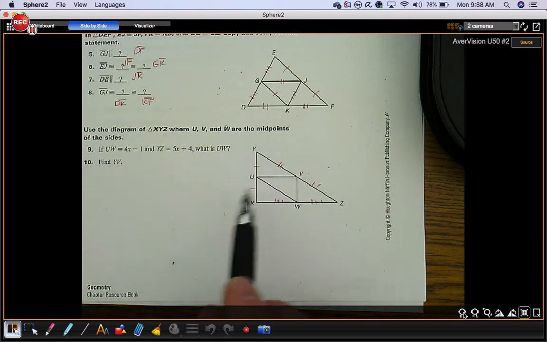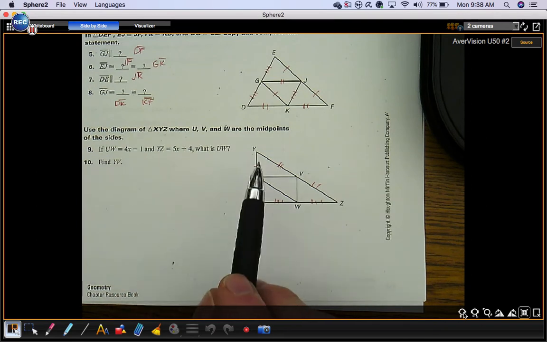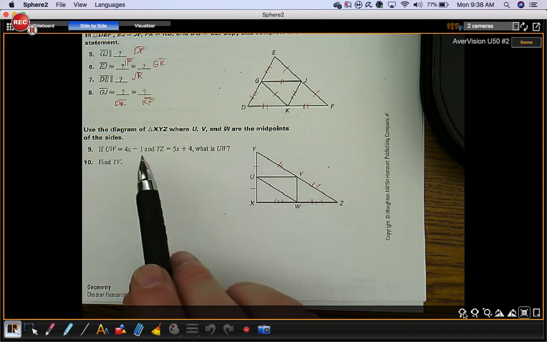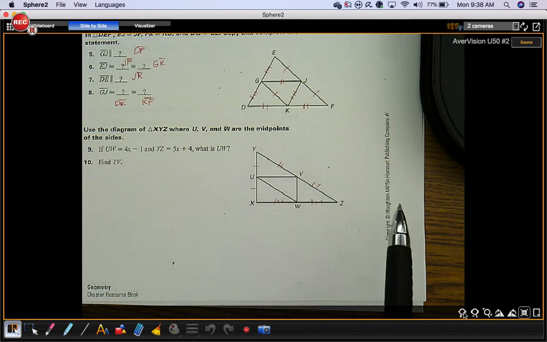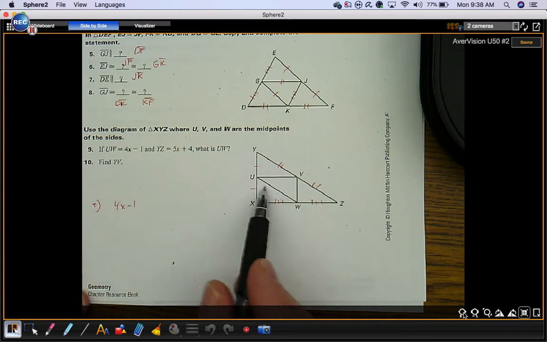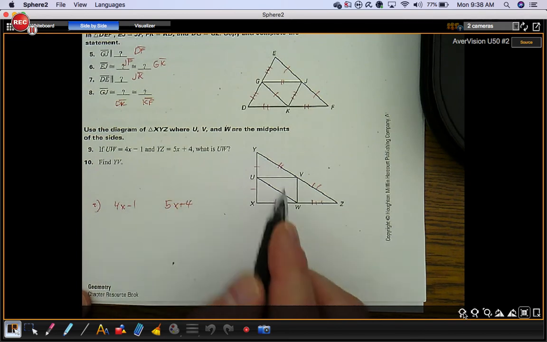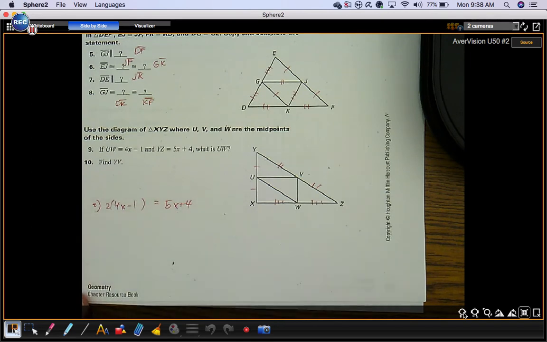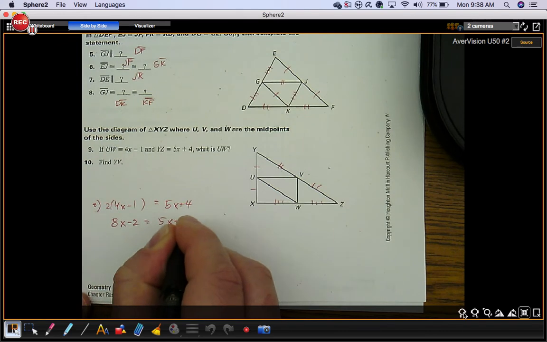Number 9, if the distance from U to W is 4x minus 1, and the distance from Y to Z is 5x plus 4, how far is it from U to W? Okay, so we're using variables now. Is this the same length as this? They're definitely not. So I'm coming down here. This 4x minus 1, that's your midsegment. This 5x plus 4, that's your entire side length. They're not the same. But if you multiplied the midsegment by 2, then they would be the same.